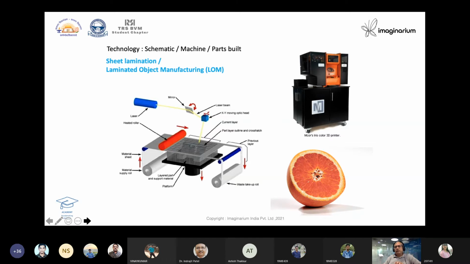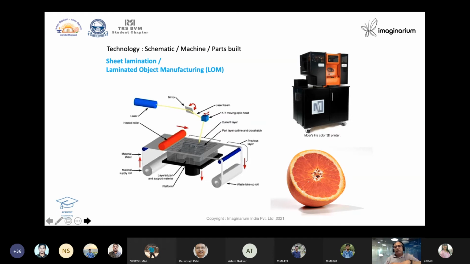But somehow industry did not find it very exciting, because it was not metal, it was not very durable. In the use context, it was failing. So prototype, okay, type of thing. So people somehow dumped this. This company got closed also, Helisys.